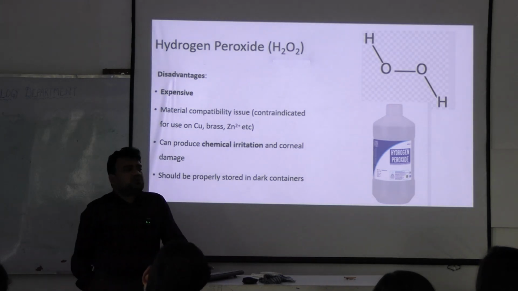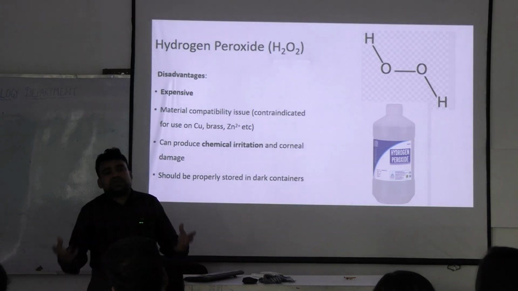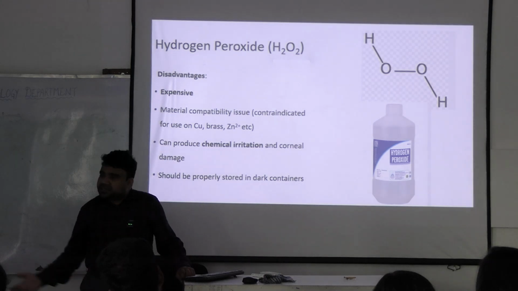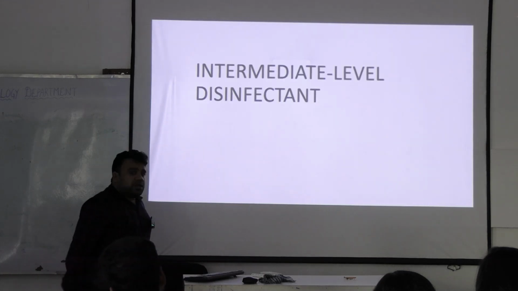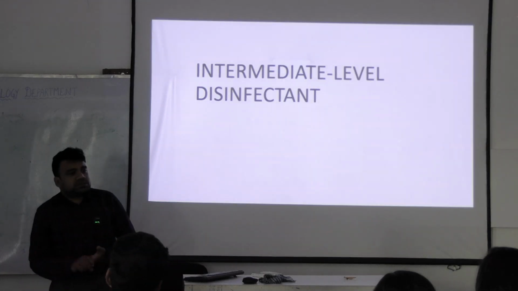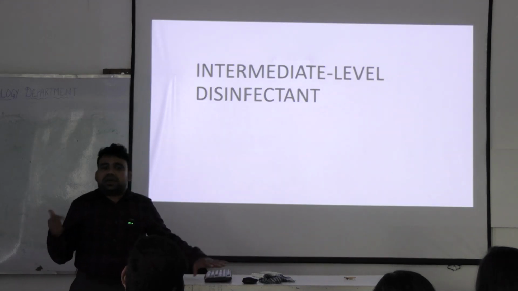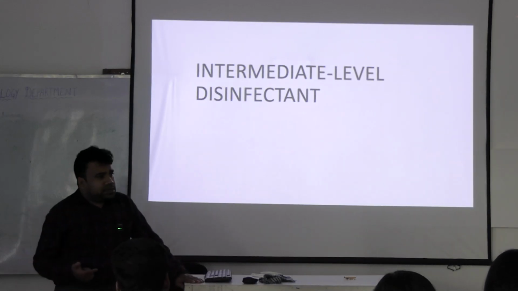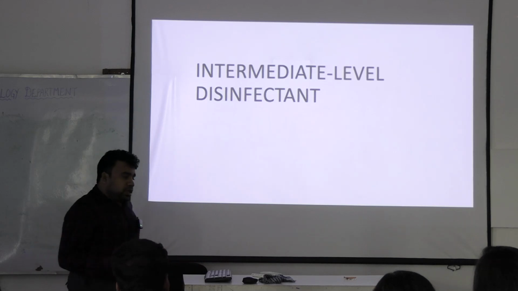It will degrade to form nascent oxygen. Containers can swell up if it comes in contact with higher temperature or direct sunlight, it will degenerate. So proper storage is also very important. Okay, so these are the high level disinfectants. Basically we have aldehydes, peracetic acid and hydrogen peroxide. In the aldehydes we have glutaraldehyde, ortho-phthalaldehyde and formaldehyde, which were used earlier but now it is not recommended.